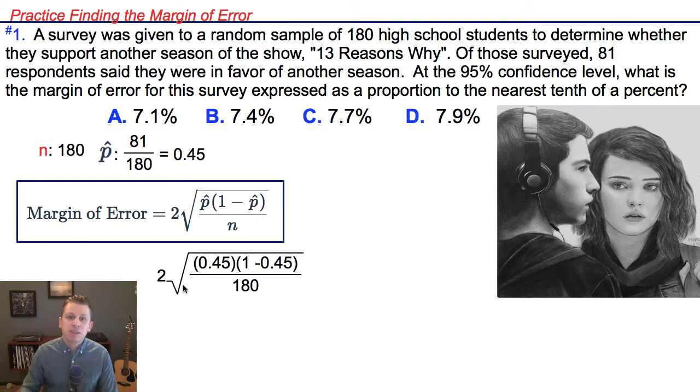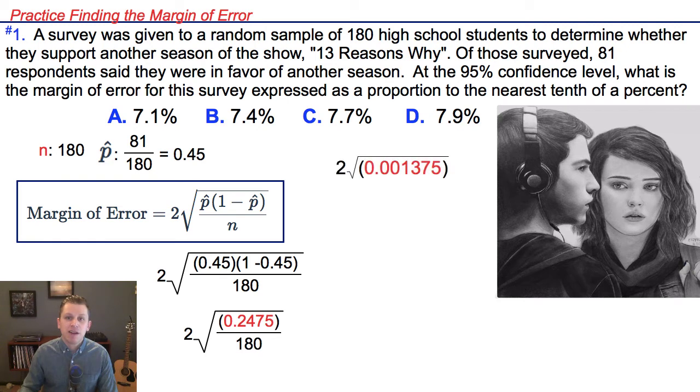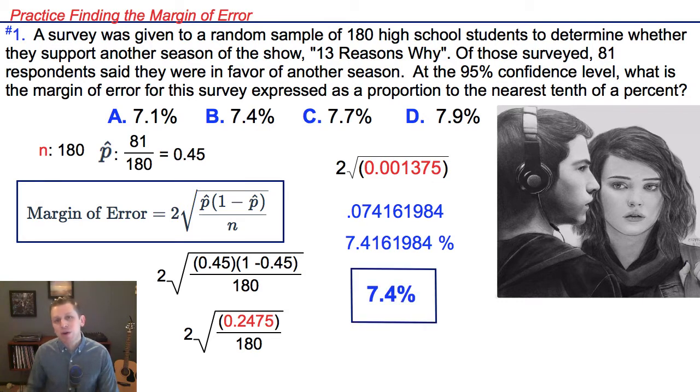Here we can plug in. First part is we simplify the numerator. Now divide the numerator by the denominator, and then multiply. That gives us our margin of error written as a decimal. In order to make it a percent, simply multiply by 100, and in this case, round to the nearest tenth, we get 7.4%. Let's try another example.